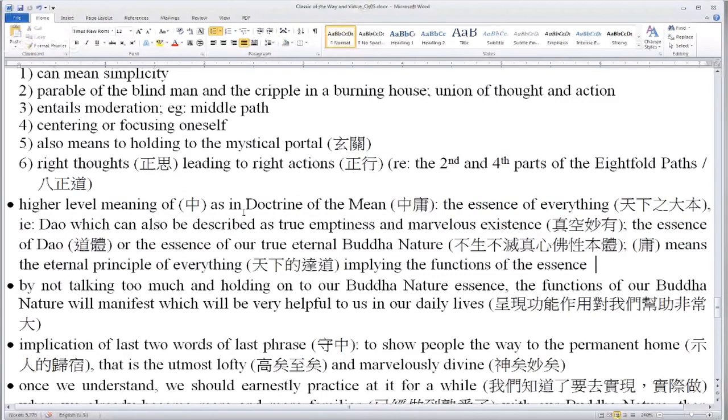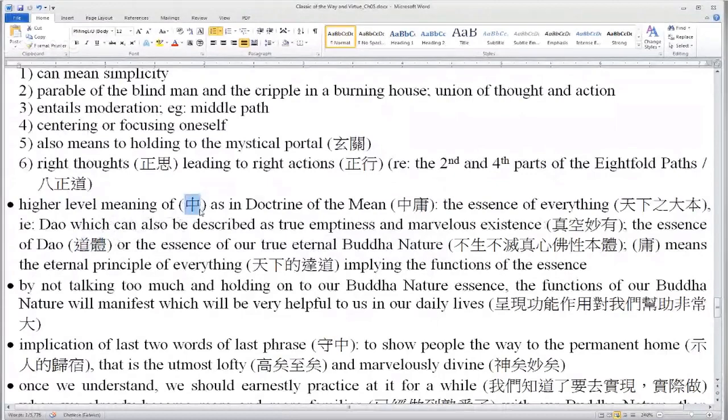It means this Buddha nature. You can say Buddha nature. You can say it's the true emptiness, marvelous existence. You can say the Tao. That's the Tao. You can say the Tao, right? Or the Tao essence, right? So that's the higher level meaning of this Zong.